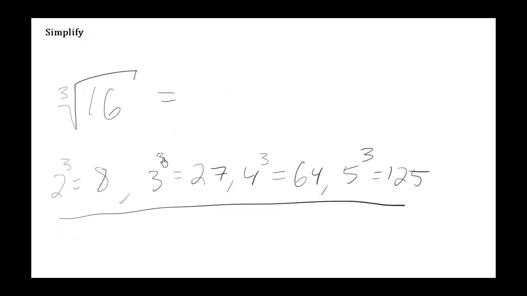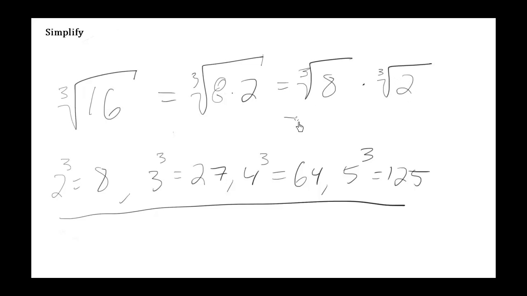Do I have any perfect cubes in 16? Yeah, you betcha. I can rewrite 16 as 8 times 2. Then I can use the property. So this is the cube root of 8 times the cube root of 2. This is a perfect cube, and I get 2 cube root of 2. That 2 out front is your coefficient, and you have to continue to write that 3. Otherwise, you change a cube root into a square root, which is wrong. This is our nice simplified answer. So remember, with cube roots, look for perfect cubes, not perfect squares. Alright, let's look at one more.